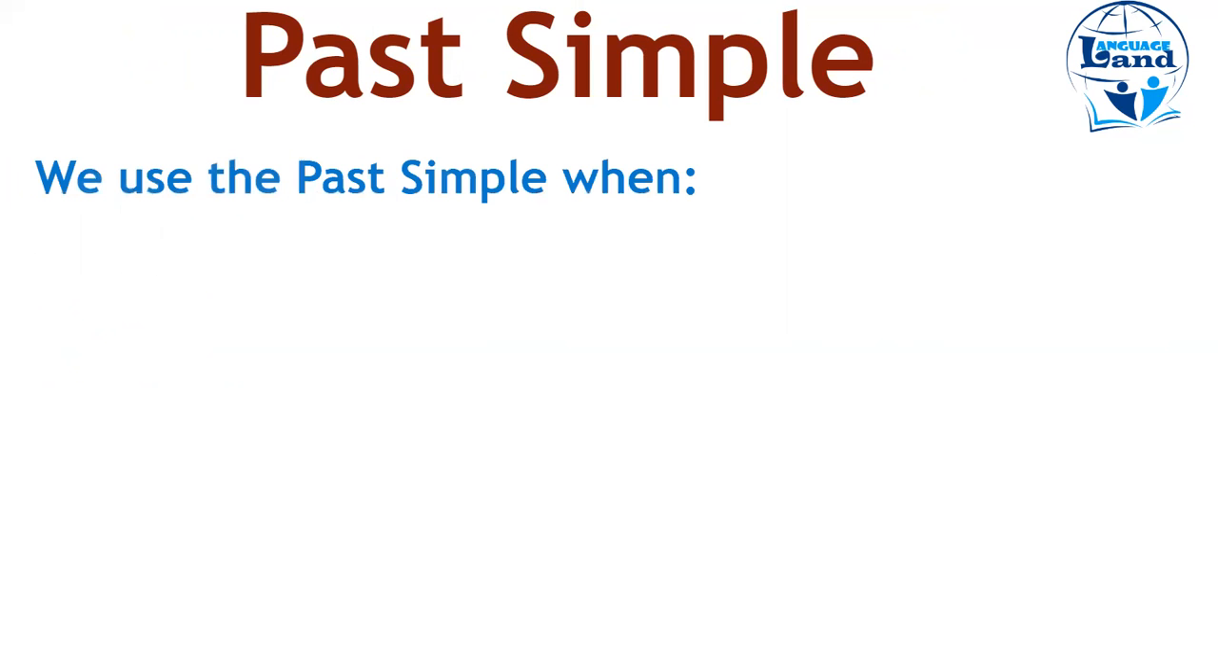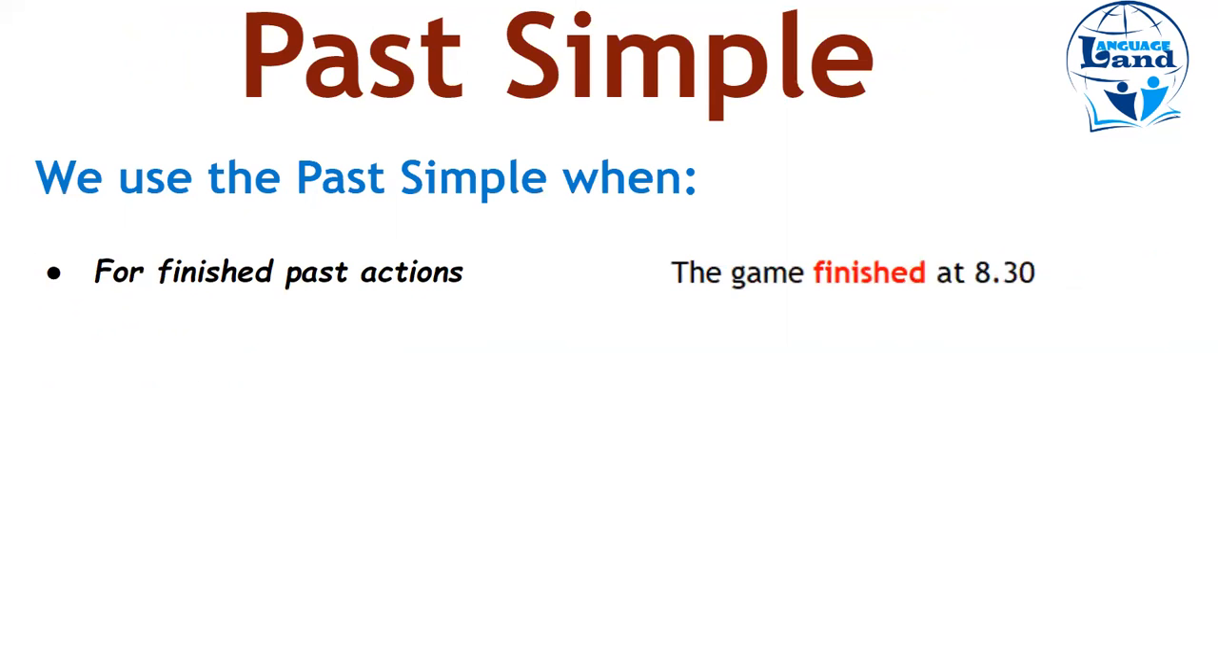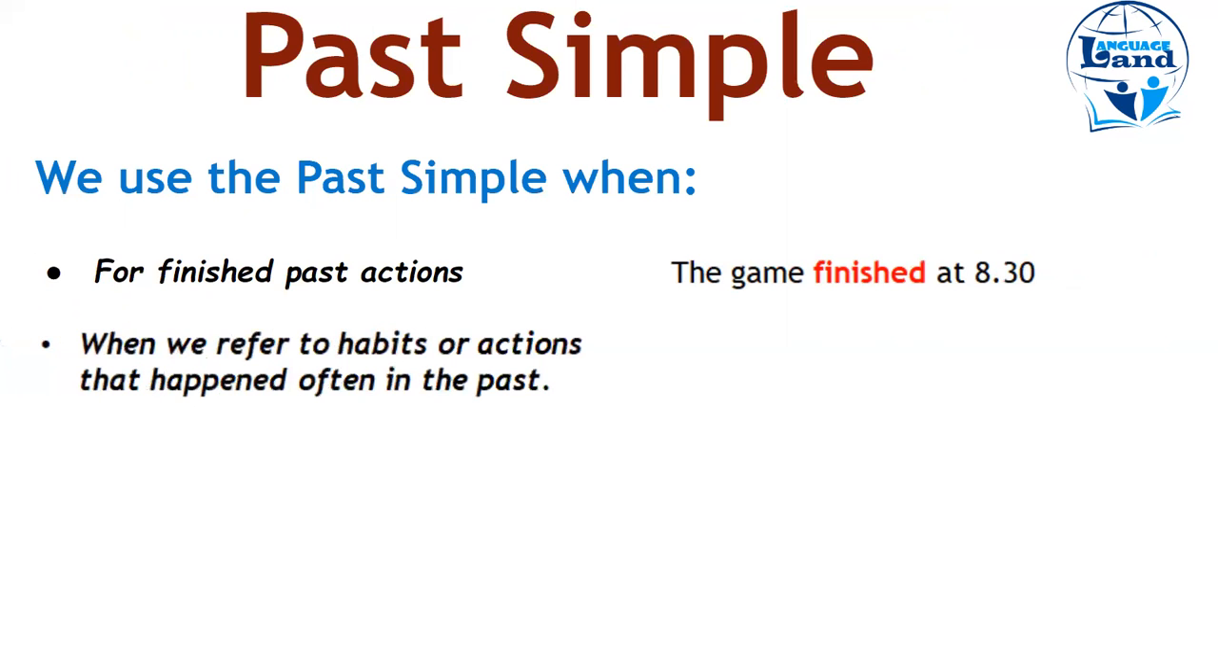Let's look at the past simple usage. We use the past simple for finished past actions. For example, the game finished at 8:30. Also, when we refer to habits or actions that happened often in the past. For example, I did karate when I was 10 years old.